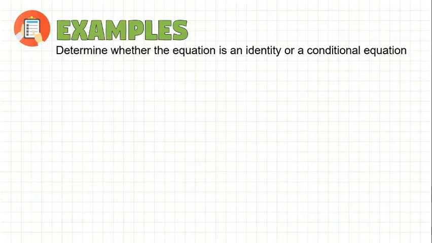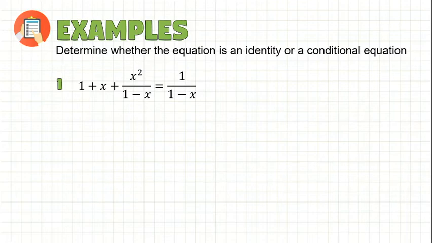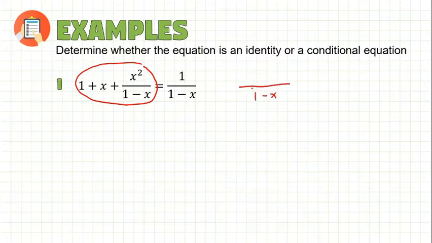Okay? So here, we are going to determine whether the equation is an identity or a conditional equation. Okay, so let's have first this one. We have (1 plus x squared) over (1 minus x) equal to 1 over (1 minus x). So this one is actually an identity. Why? Because if we are going to simplify this expression here, the expression on the left hand side of our equation, the LCD is 1 minus x, right? So 1 minus x.